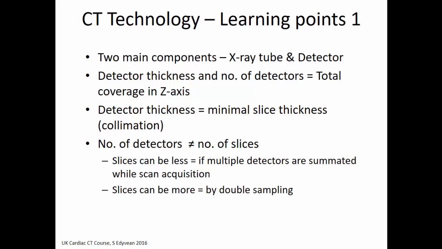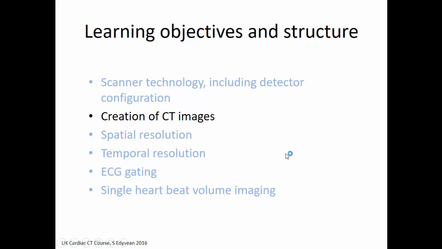So that's our learning points one. We've looked at some of the technology. We've looked at the two main components, the detector thickness and the number of detectors, looking at the total coverage, looking at our minimal slice thickness, and also that the number of detectors is not necessarily equal to the number of slices. So now I'm going to talk about the creation of the CT image.